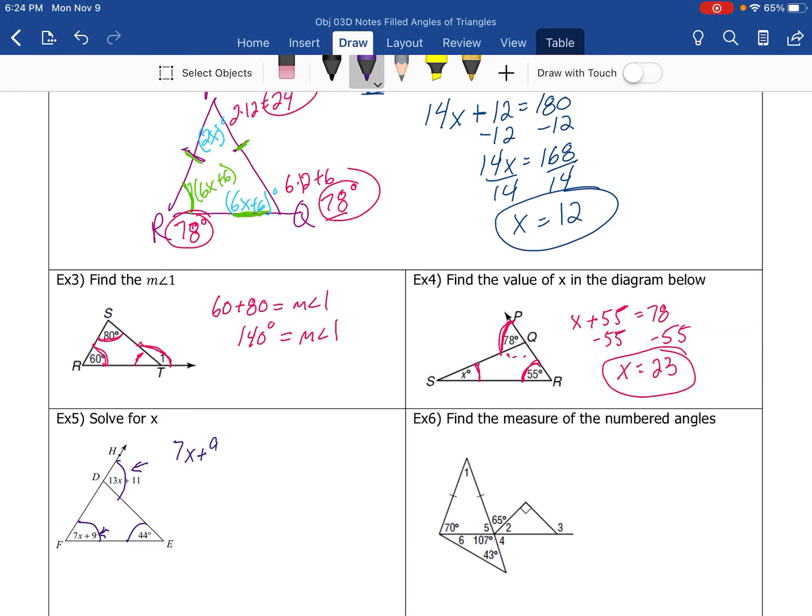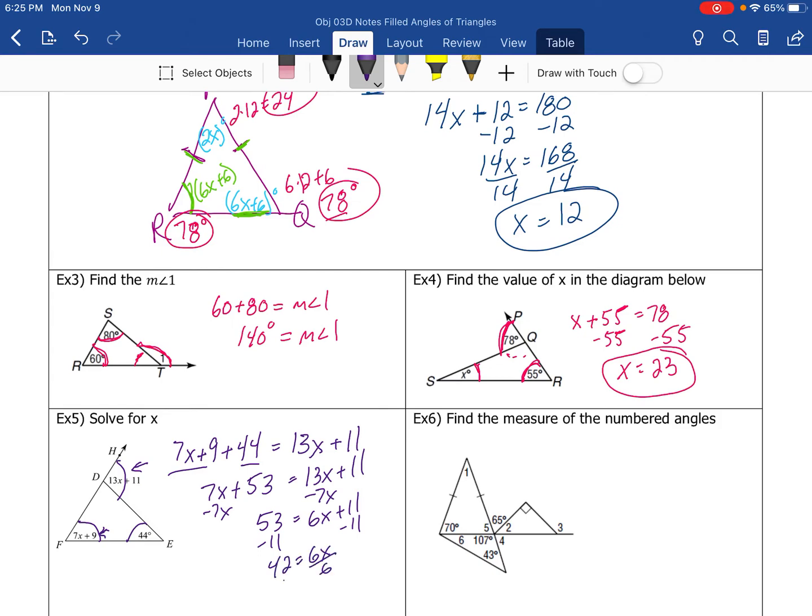So I know the sum of the remote interior angles, these are the ones that are on the inside, is equal to the exterior angle. And remember, these angles can't be right next to it. It doesn't work that way. Okay, so this is going to be 7x plus 53 is equal to 13x plus 11. Minus 7x. 53 is equal to 6x plus 11. 42 is equal to 6x, divided by 6. X is equal to 7.